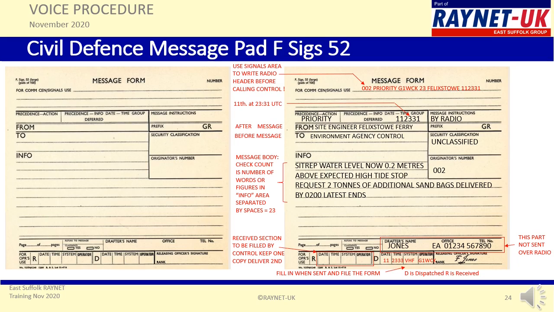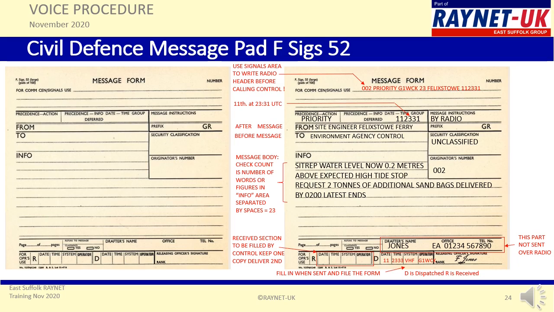The date time group encodes the day in the month and the time. The message instructions will say "by radio" if it's coming to Raynet. The from and to are exactly what they say. Security classification is likely to be unclassified for anything that we ever do. The info is the message text, which you need the words to get the check number that goes in the header, the 23 in this example. And the originator's number is a serial number from whoever is giving you the message forms.